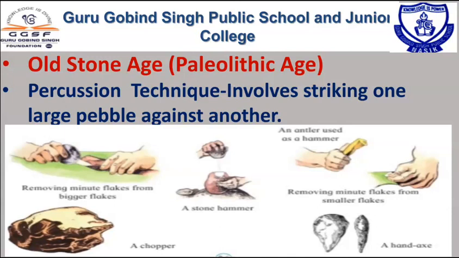Dear students, we can also say that Homo erectus had a greater variety of food, because he also started hunting big and small animals, such as deer, bison, and rabbit. So dear students, we have learned about the Old Stone Age. The main characteristic of the Old Stone Age is the percussion technique.